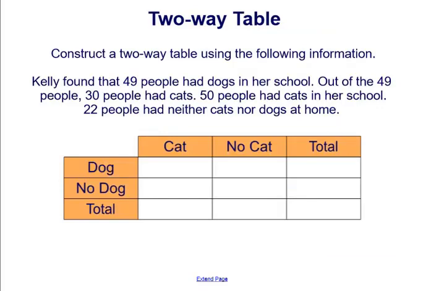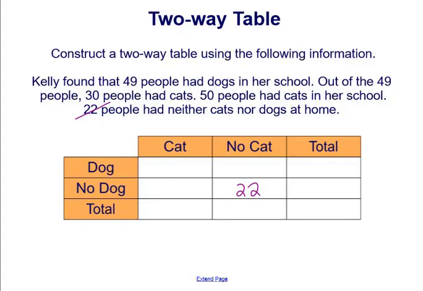To answer more questions about relative frequencies, let's construct a two-way table using the following information. We have that Kelly found that 49 people had dogs in her school. Out of the 49 people, 30 had cats, 50 people had cats in her school, and 22 people had neither cats nor dogs at home. So let's fill in our known information. We know that 22 people had neither cats nor dogs at home. So we're going to go to the no cat and no dog categories in the table. So that takes care of that information.